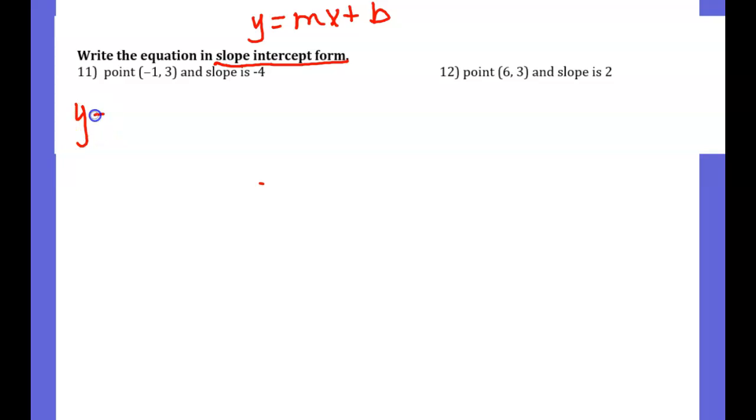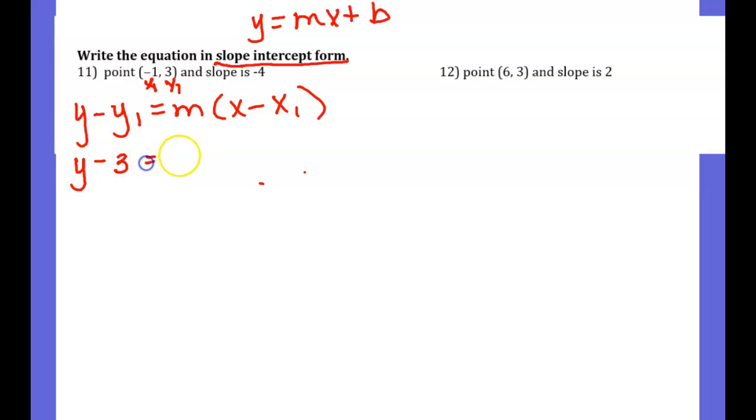Y minus y1 is equal to m times x minus x1. And we're going to use this point, x1, y1. So this becomes y minus 3 equals negative 4 times x, and we're subtracting a negative 1, so we're going to write this as x plus 1. Now we've got to move it around a little bit and put it into slope-intercept form. So we start by distributing. Y minus 3 equals negative 4x minus 4.